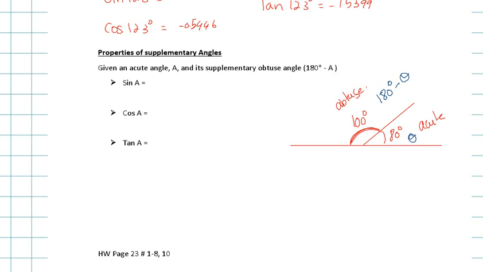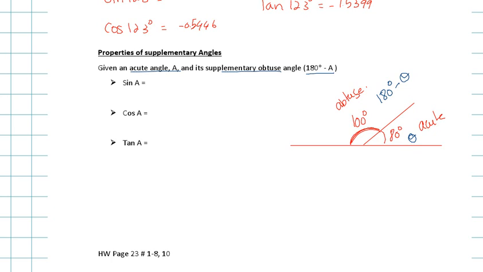So, supplementary angles. This is the obtuse supplementary angle. This is the acute supplementary angle. Are we okay with that? Alright, now let's relate them. In this case, they called it A instead of theta. It's the same thing, but they named it A. A is the acute angle. The supplementary obtuse angle is 180 minus A. Are we okay with that?